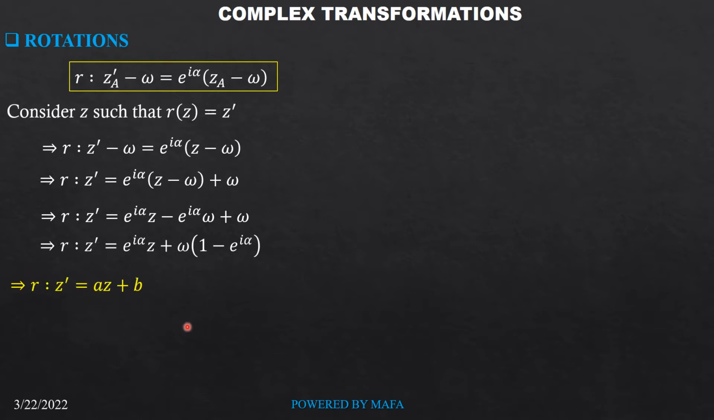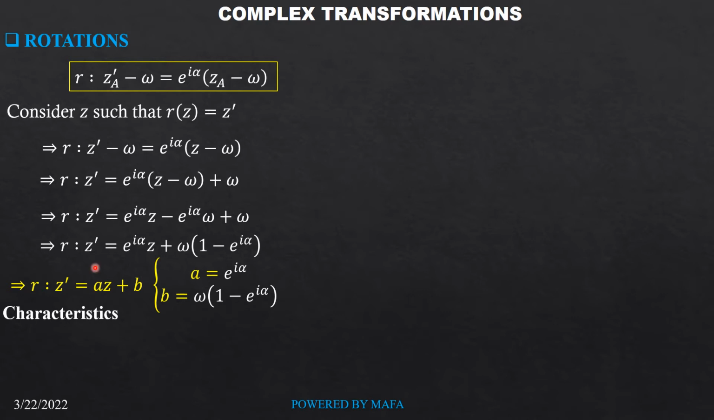Now let's look at its characteristics. Remember, we have all transformations represented in the form z prime is equal to az plus b. So if we compare it with this form, we are simply going to say that our a is simply e raised to the power i alpha, and then our b is simply omega into 1 minus e raised to the power i alpha.